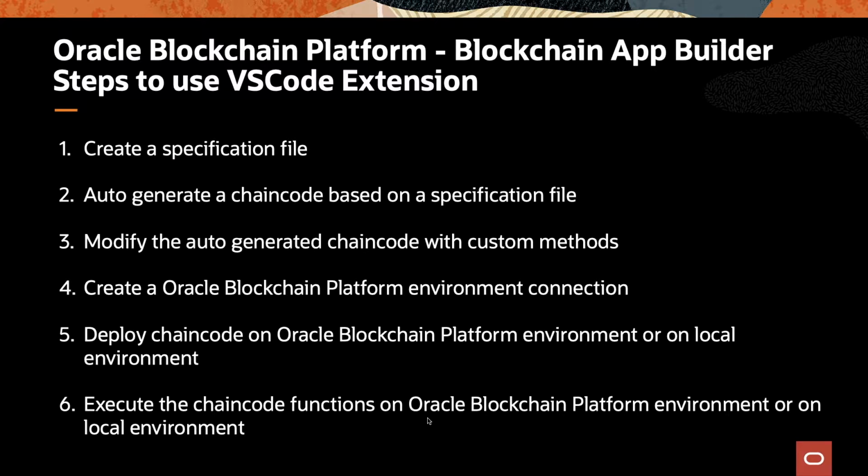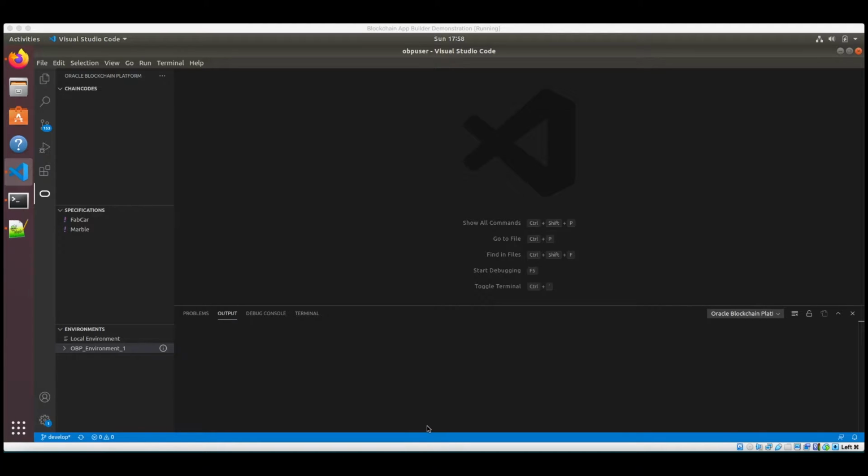Chain code generation, deployment, and testing through App Builder is a 6-step process. I'm going to demo the VS Code extension flavor of Blockchain App Builder. This is the GUI of Blockchain App Builder. The first step of App Builder is about specification file generation.